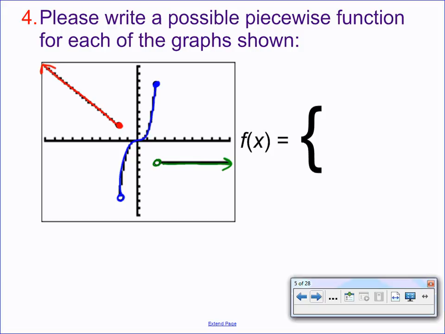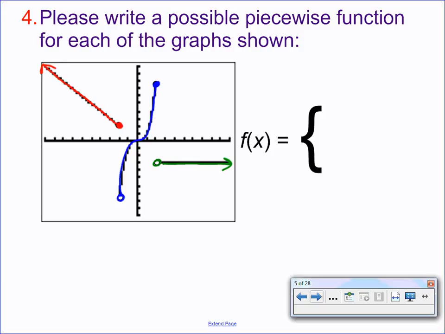Let's take a look at the red picture. The red picture here could be written a couple different ways. Some of you might choose to use part of the absolute value function for that portion. Some of you might use -x because it's a downward sloping line with negative slope. And so either one is fine.